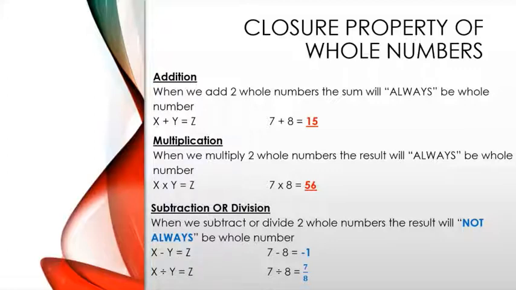In both subtraction and division, the results are not whole numbers. So that means the closure property only works in addition and multiplication, not in subtraction or division.